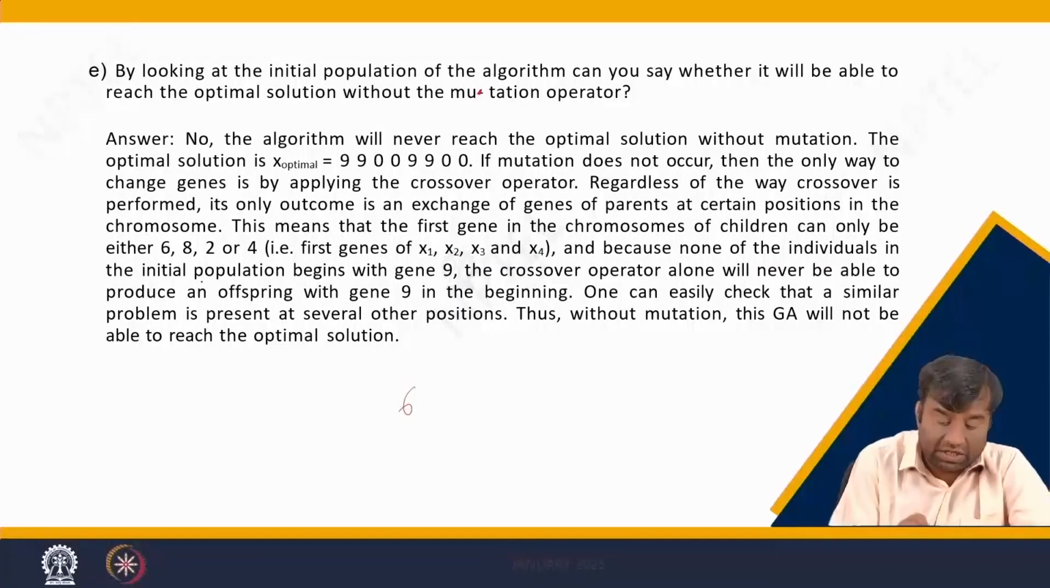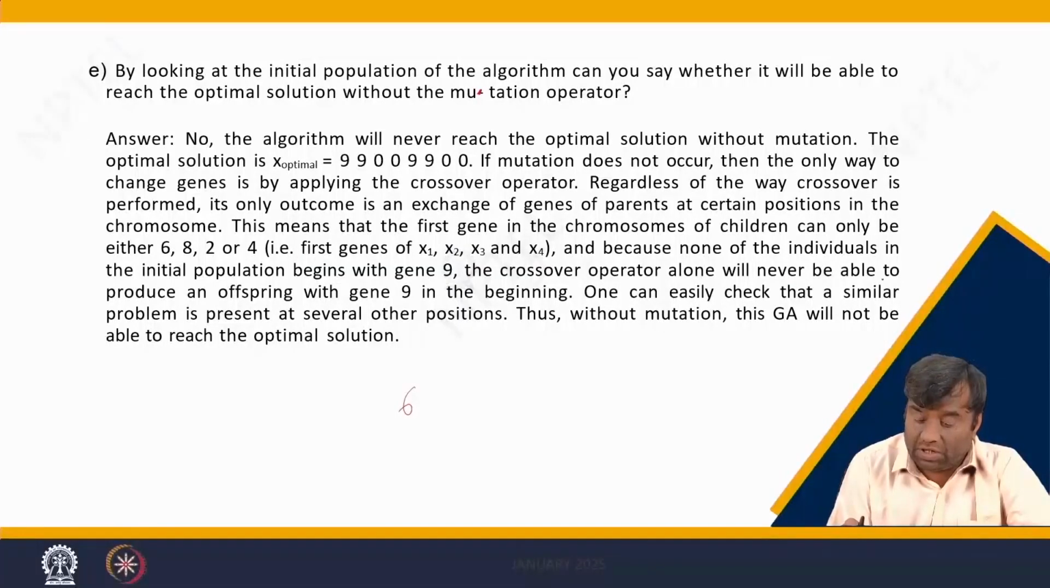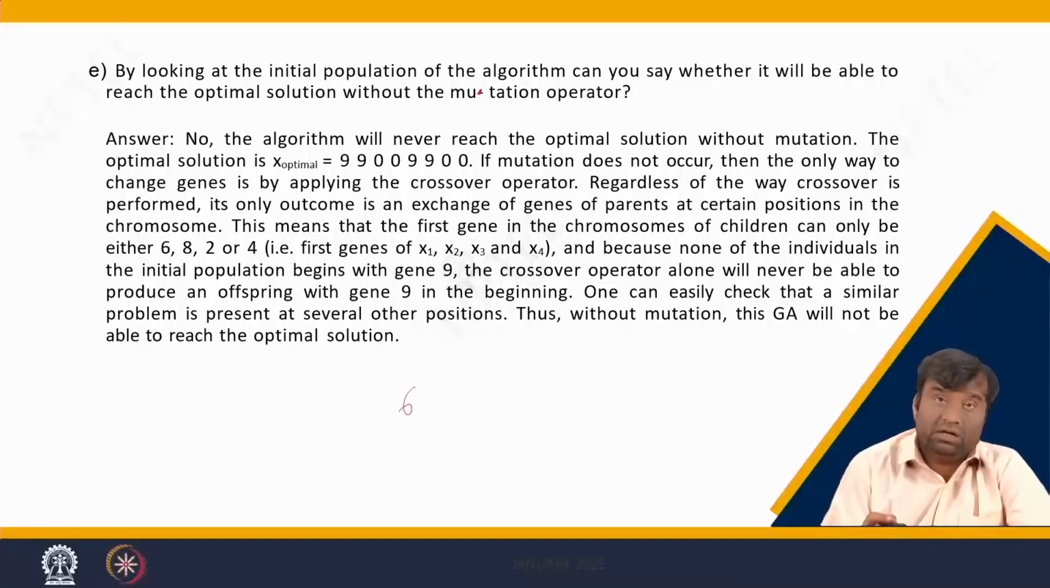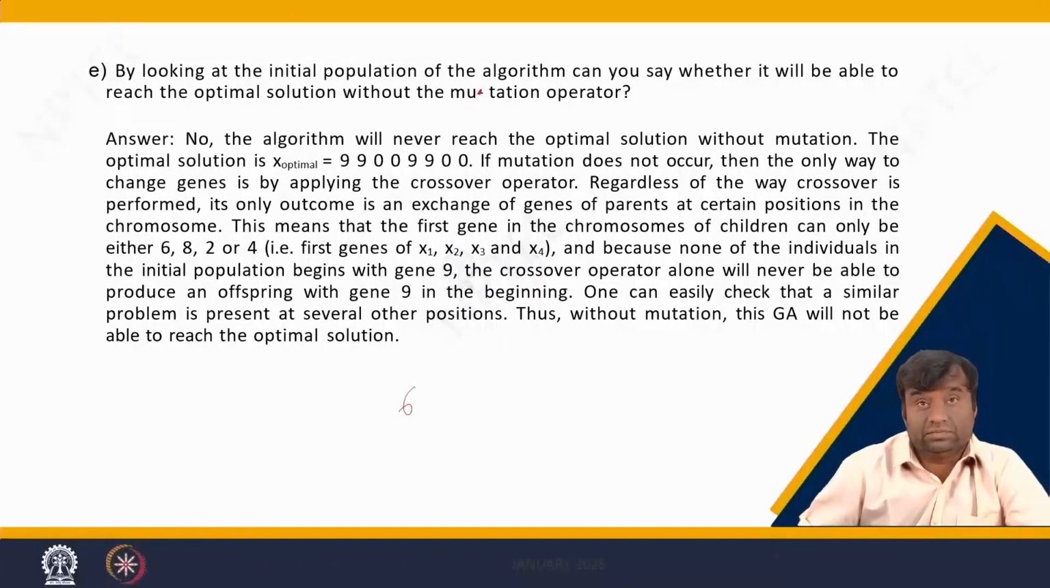And because none of the individuals in the initial population begins with gene 9, the crossover operator alone will never be able to produce an offspring with gene 9 in the beginning. So one can easily check that a similar problem is present at several other positions. Thus, without mutation, this GA will not be able to reach the optimal solution. So the thing is that within a genetic algorithm, we will not get the exact solutions, we will get solutions closer to the exact solution.